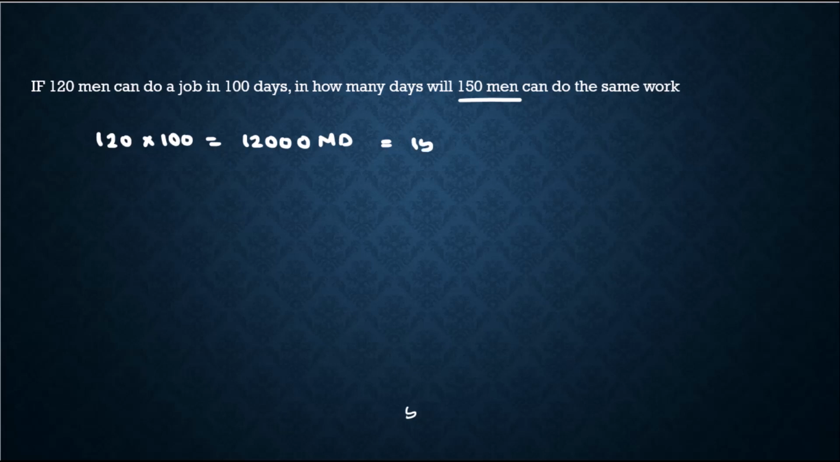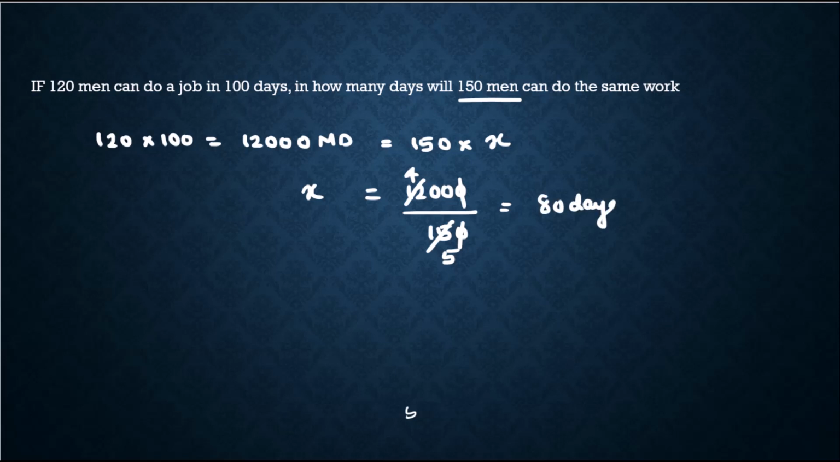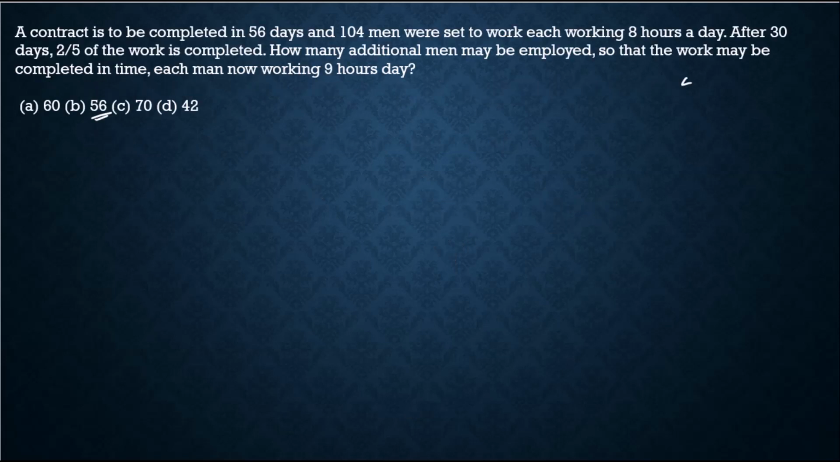That particular work has to be carried out by 150 men. So that is equal to 150 men working for X number of days. So what will be X? X is equal to 12,000 divided by 150. Cancel by 3, this will be 5. This is going to be 4. 400 divided by 5, what will be? 100 divided by 5 is 20, 40, 60, 80. So they will be requiring 80 days. Fine. So this is a very simple question.